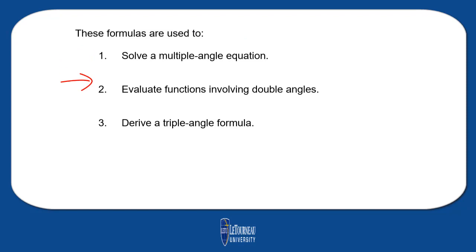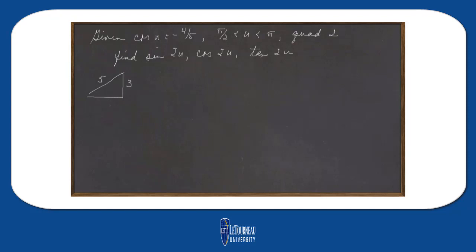Okay, now let's evaluate functions involving double angles. Given the cosine of u is minus 4/5, and notice we have u in quadrant 2, find the sine, the cosine, and the tangent of 2u.